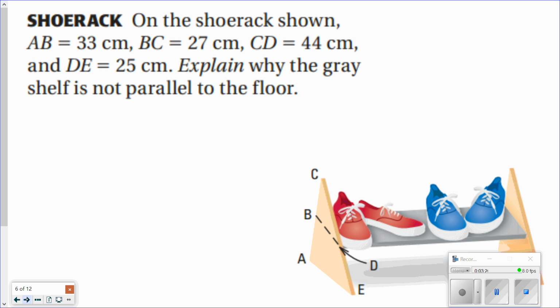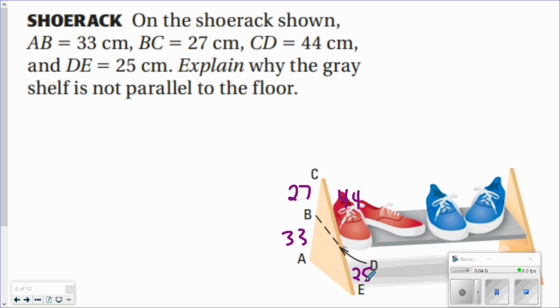Shoe rack. On the shoe rack shown, AB is equal to 33 centimeters, BC is equal to 27 centimeters, CD is equal to 44 centimeters, and DE is equal to 25 centimeters. Explain why the gray shelf is not parallel to the floor. So I actually have all the sides on my triangle. So if I plug in what I know, AB is 33, BC is 27, CD is 44, and DE is 25.